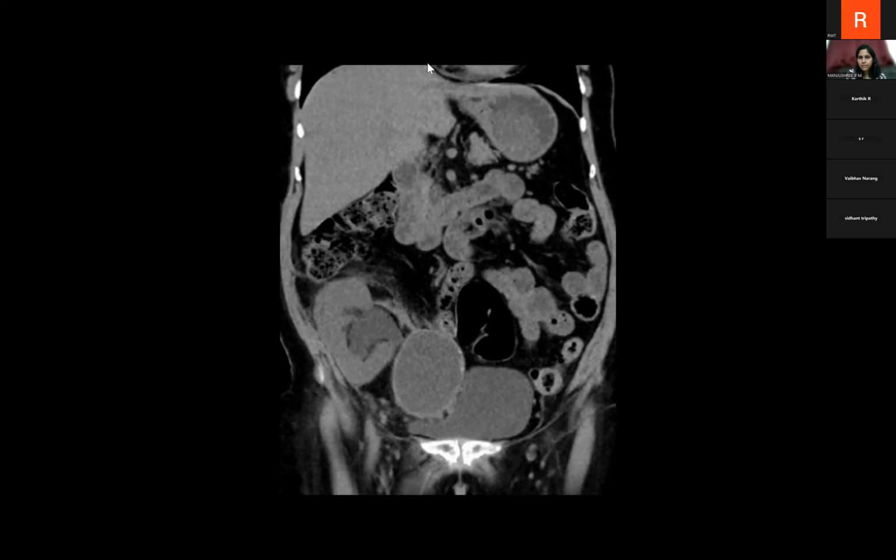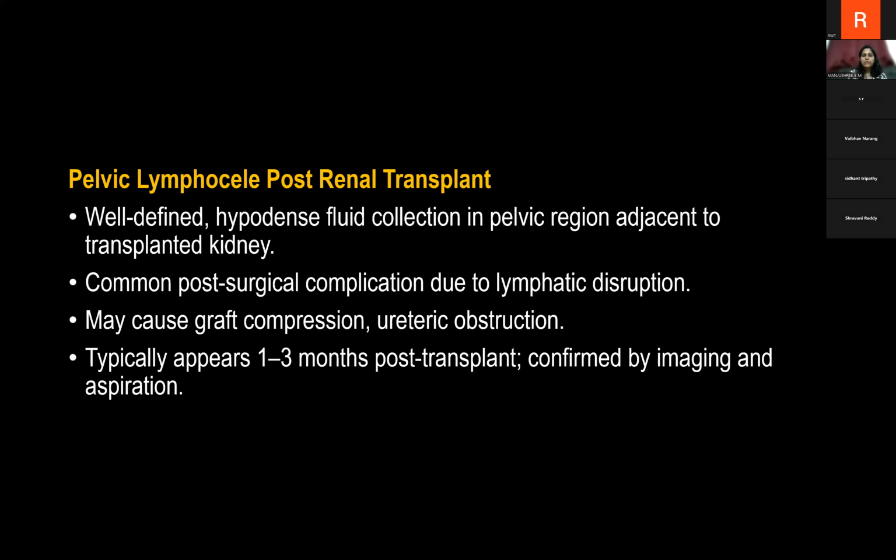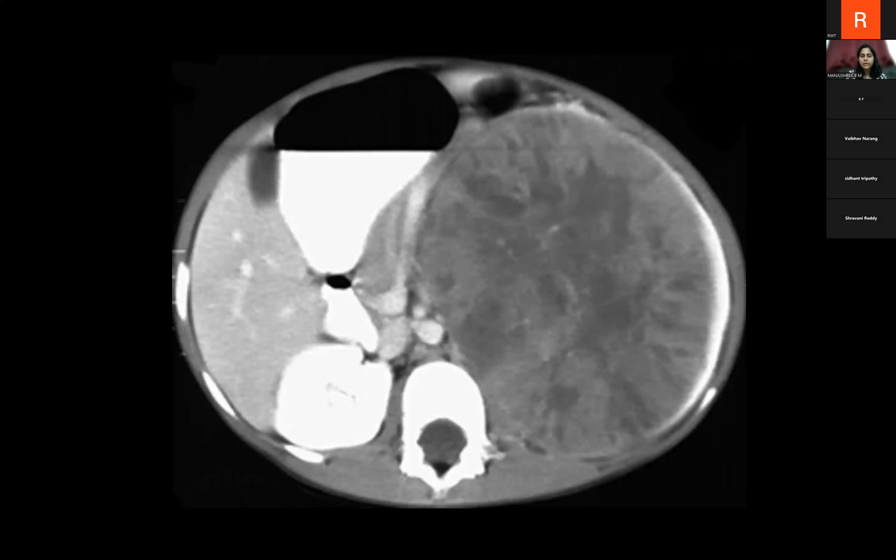Time is up. Okay. This is, yes, who has answered? Alicia has answered it correctly. Very good. This is transplant kidney with lymphocele. No doubt, kidney is seen in right iliac fossa. It's a transplanted kidney, so it is seen in right iliac fossa, and we are seeing the hypodense collection over here, which is lymphocele. It's a well-defined hypodense collection in pelvic region adjacent to the transplanted kidney. It is a common post-surgical complication due to lymphatic disruption. It might cause graft compression and ureteric obstruction. It typically appears 1 to 3 months post-transplant, and it is confirmed by imaging and aspiration. Next spotter.